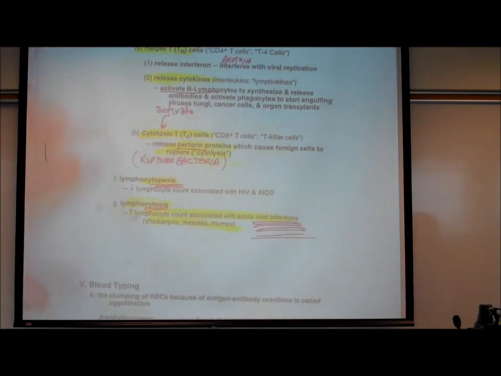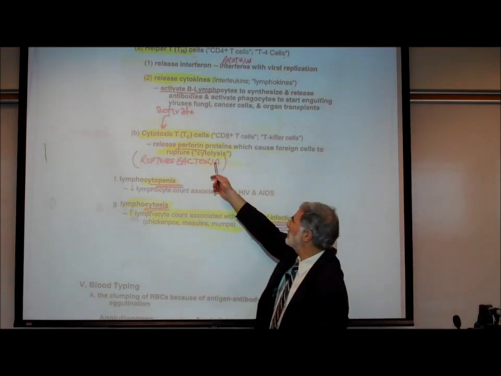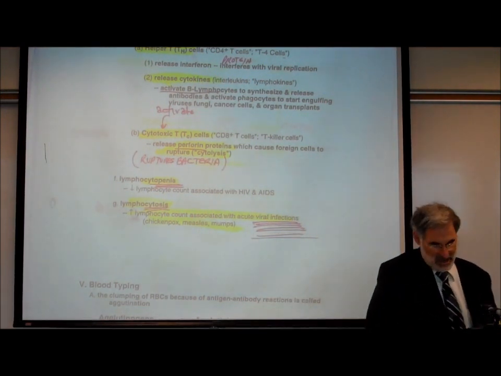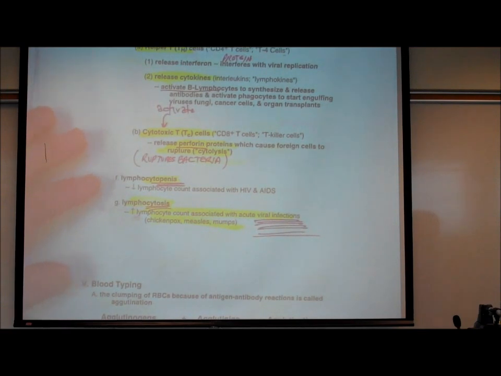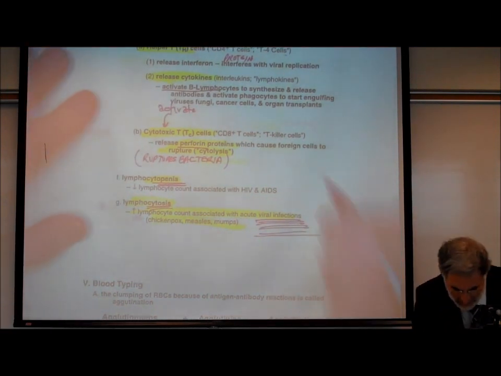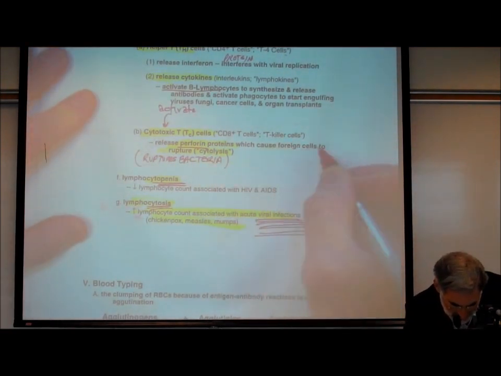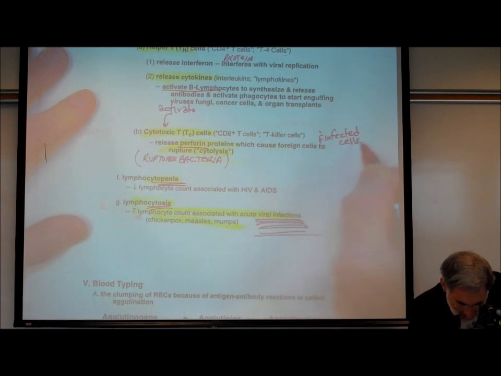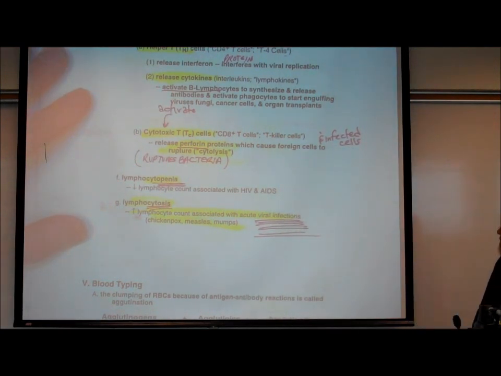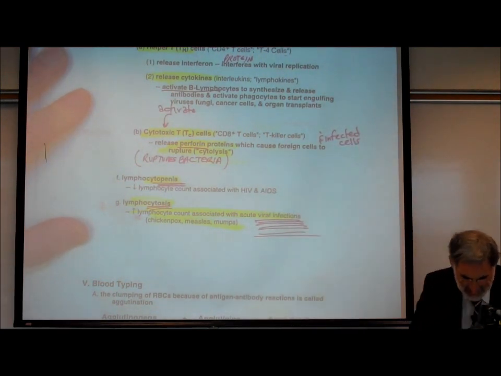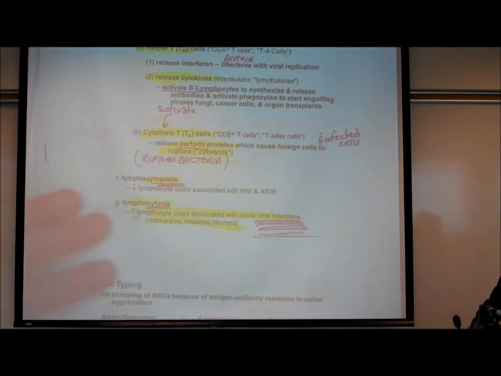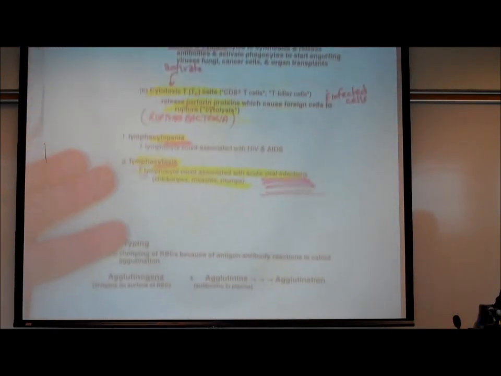What do the cytotoxic T cells do? They cause rupturing of cells, of foreign cells and infected cells. I'm going to explain this better momentarily, just before we do.